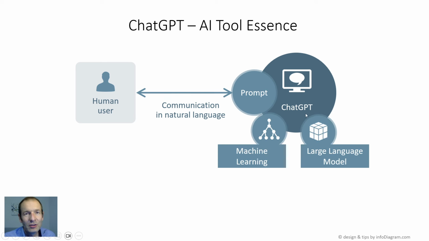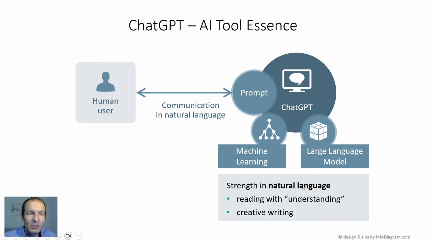And ChatGPT is using technologies like large language models, which are models trained on big data sets of different text. And there is machine learning, smart AI algorithms, thanks to which the model was built and it's able to understand natural language and also generate output in the form of natural language. So the strength of ChatGPT is in natural language.